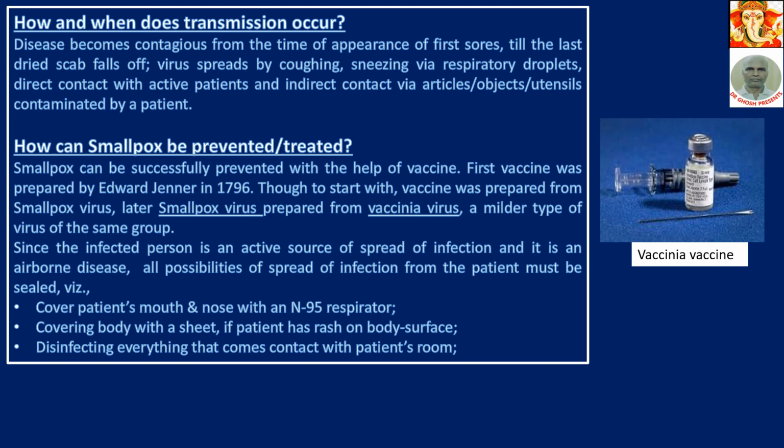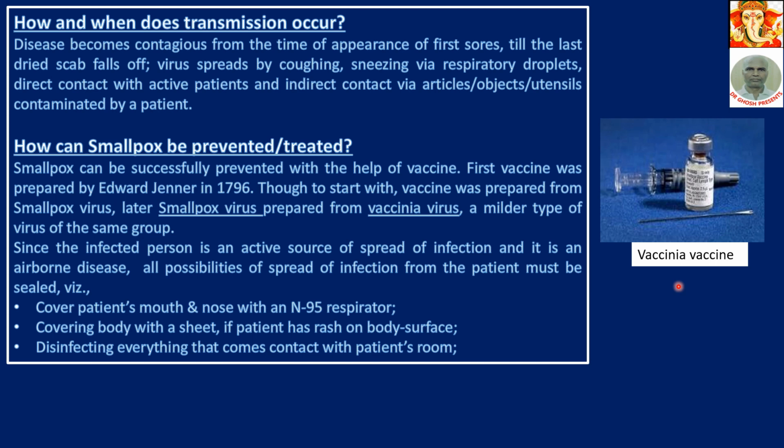Because previous to this vaccine, every person contaminated with smallpox died. Almost every person. Though to start with, the vaccine was prepared from the smallpox virus, later it was prepared from vaccinia virus, a milder form of virus of the same group. And this vaccinia vaccine changes the whole world.